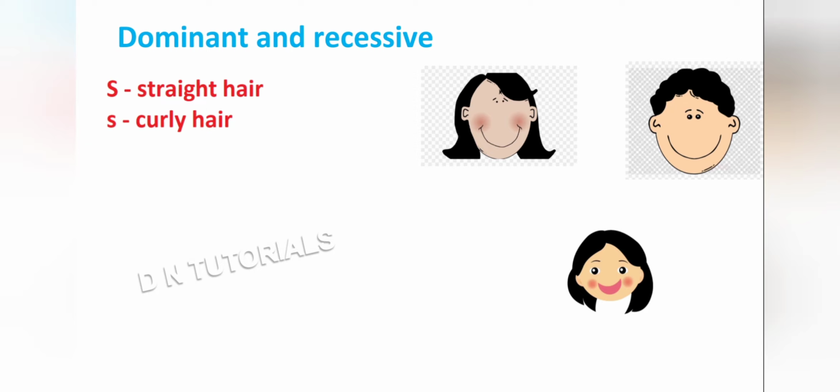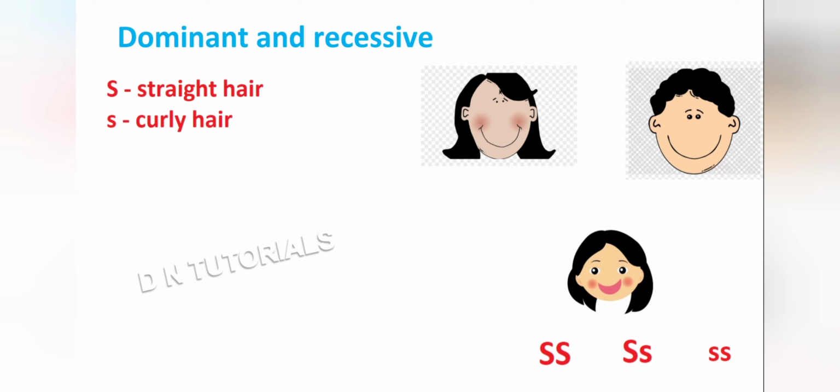We will take one more example, but with a different trait. Here the female has straight hair and the male has curly hair. The child has straight hair too. Right? So over here straight hair is dominant and curly hair is recessive. The dominant trait, straight hair, can be represented by capital S, and the recessive is represented by the lowercase or small s. So the probable combination of alleles of the child over here is capital S and small s.